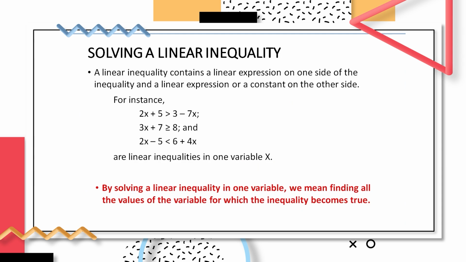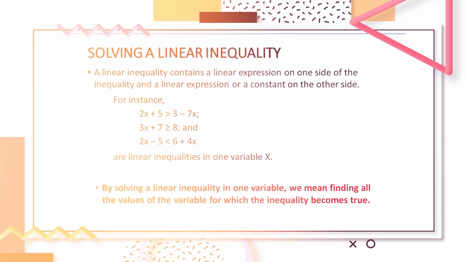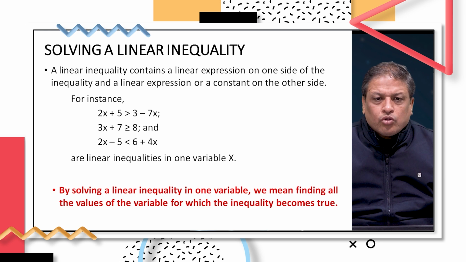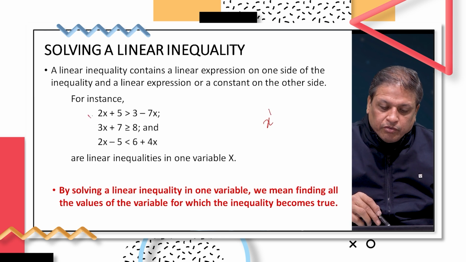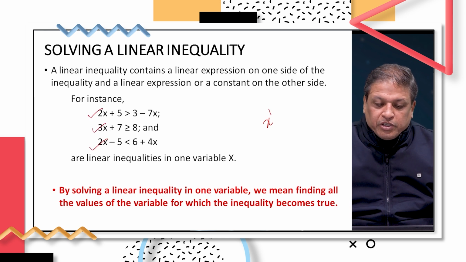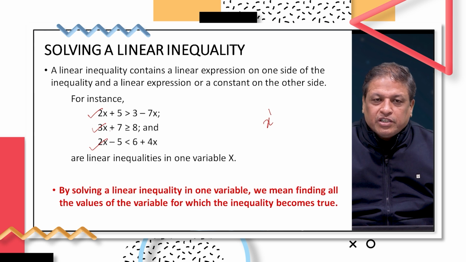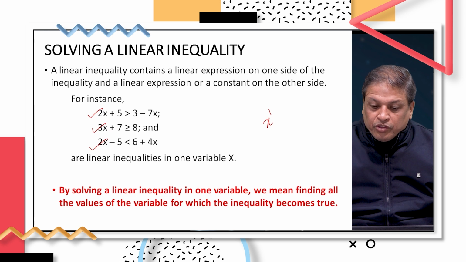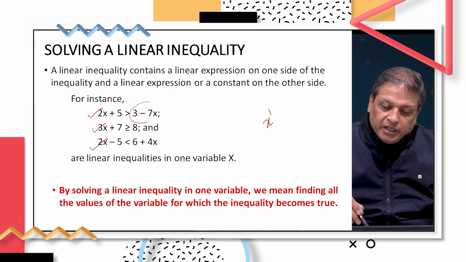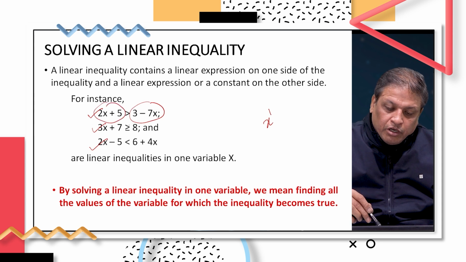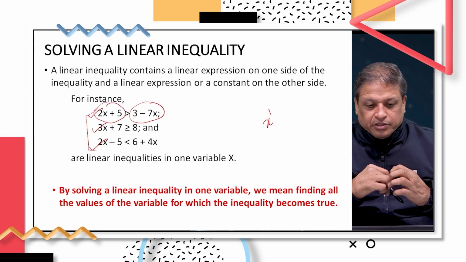So, how to solve an inequality? Solving a linear inequality, linear means the variable has the power of 1. Likewise, over here some instances are cited, 2x plus 5 greater than 3 minus 7x. Now, the power of the variable x, that is the exponent, is 1. That is why they are called linear inequalities. Such inequalities contain linear expressions. This is a linear expression, this is a linear expression. All these are linear expressions.